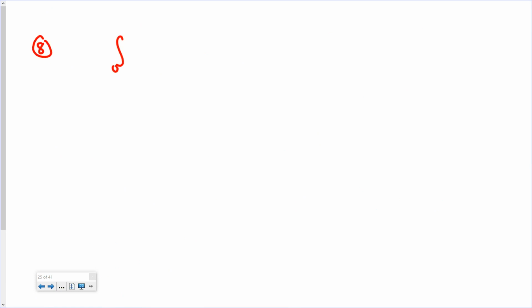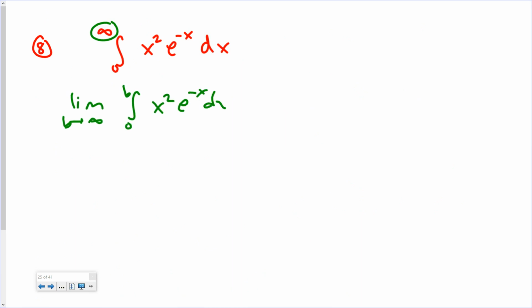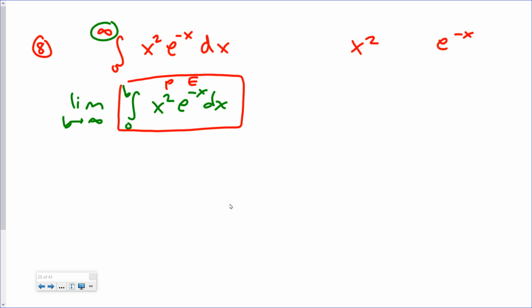Okay, let's look at 8 together. 0 to infinity, that's x squared e to the negative x dx. Let's take care of the problem child. This is going to be the limit as b goes to infinity of the integral from 0 to b of x squared e to the negative x dx. Okay. How do I solve this integral? The table trick.